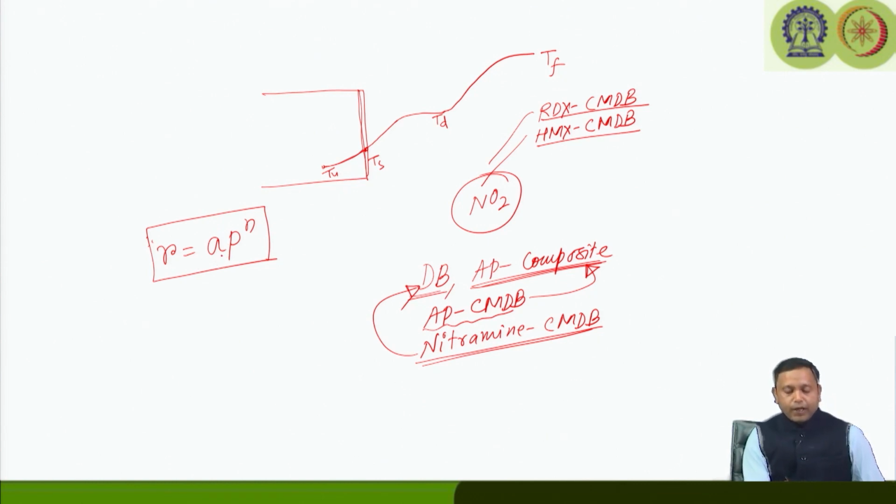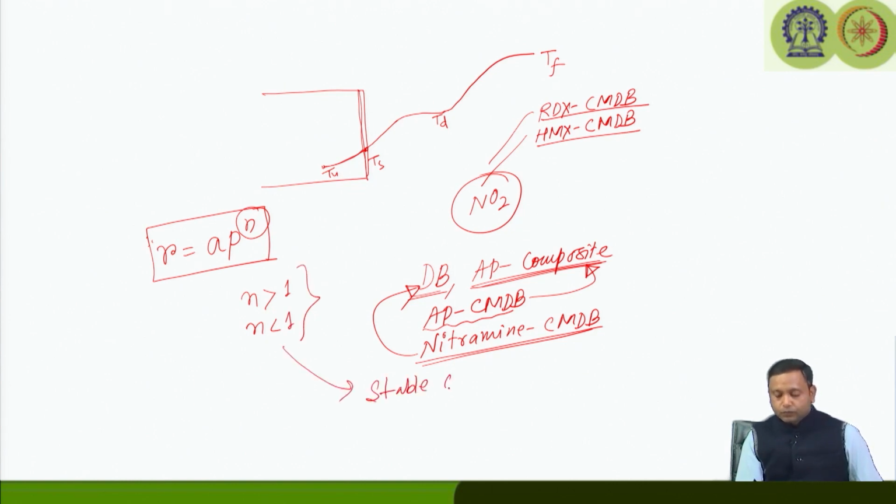Now, we have said that a will take care of the initial temperature of the propellant and the composition of the propellant. What about this pressure index n? We know that the pressure index n brings about the pressure effect, but what will be its value, whether n greater than 1 or n less than 1? What will be the value of n for stable operation of the rocket?